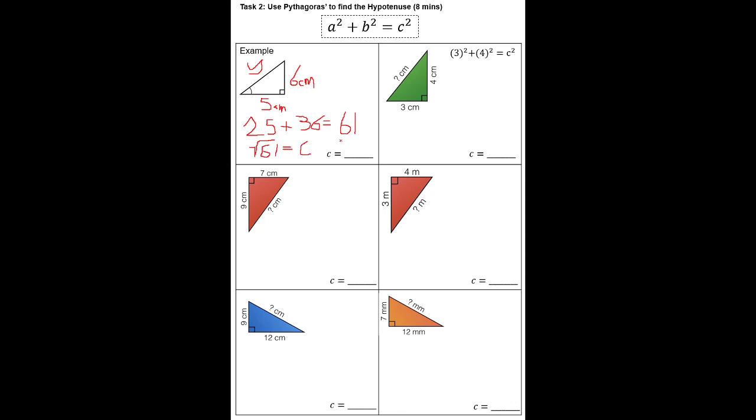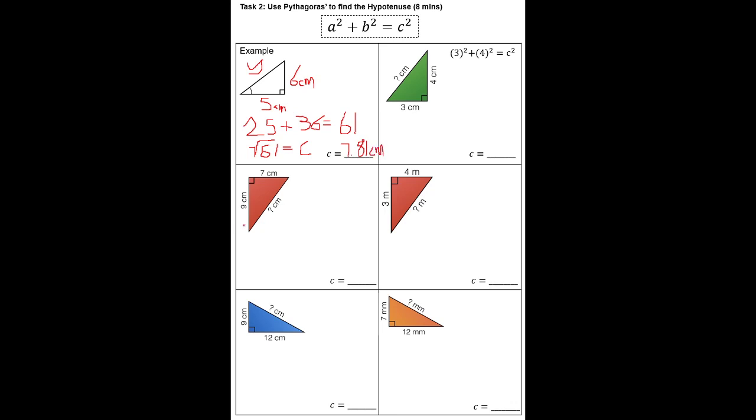So you can use a calculator at this point. If we think about our square numbers, it's closest to 64. So it's going to be probably something like 7.9. So you can take your calculator now, and you can say square root of 61 equals, I've got 7.8102, so I'm going to write 7.81. Don't forget your units, it's going to be centimeters.